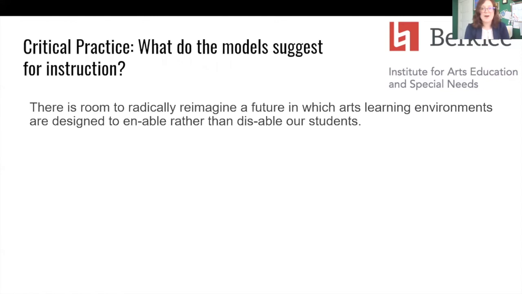So what do these models offer to us as practitioners? I want to first suggest that we don't approach these models as either or, that each has something to offer us in the work of radically reimagining arts learning environments that enable rather than disable students. So as a conclusion, I've grabbed one key implication from each model that I hope you'll consider in your practice.